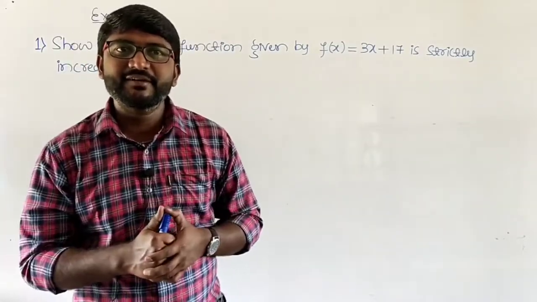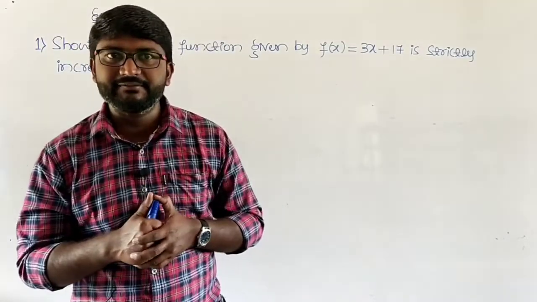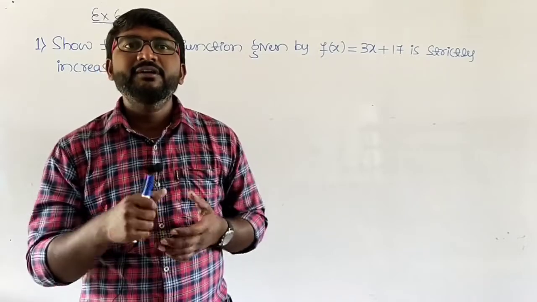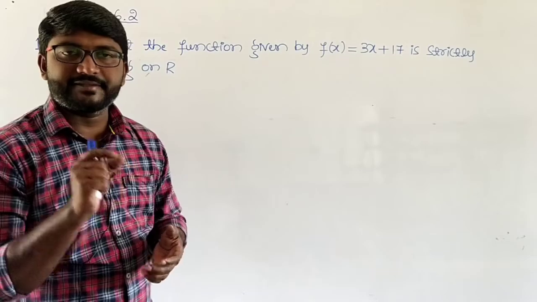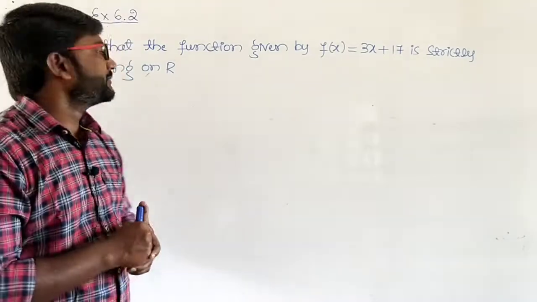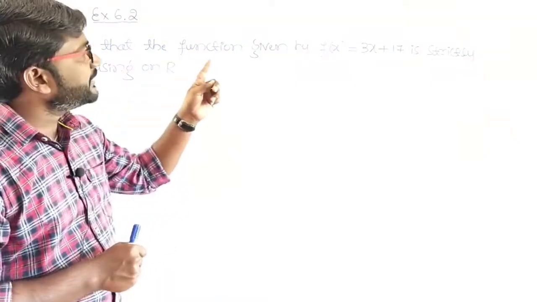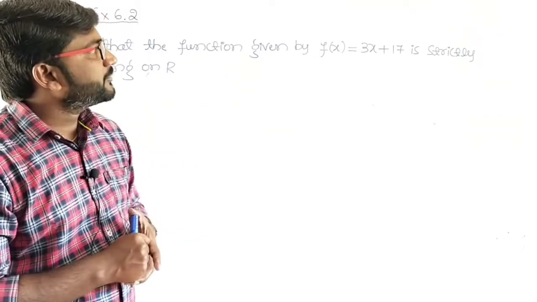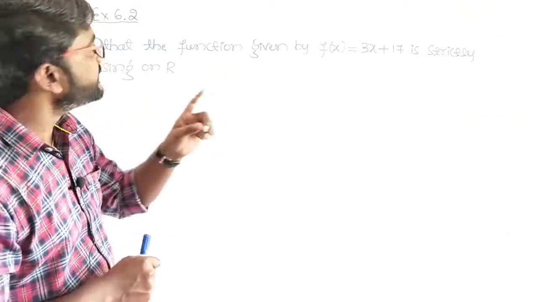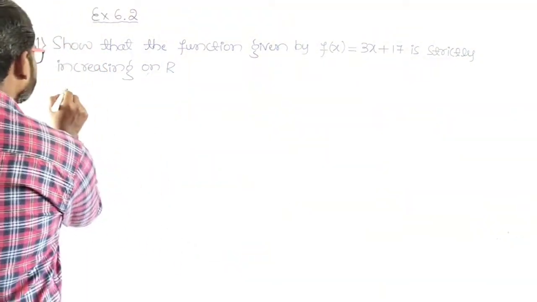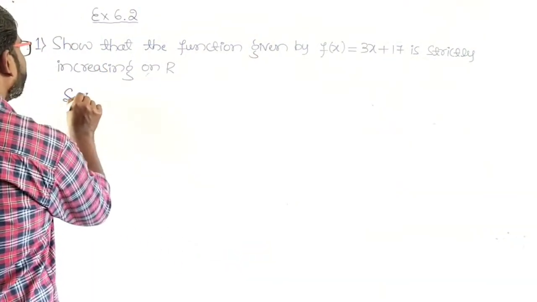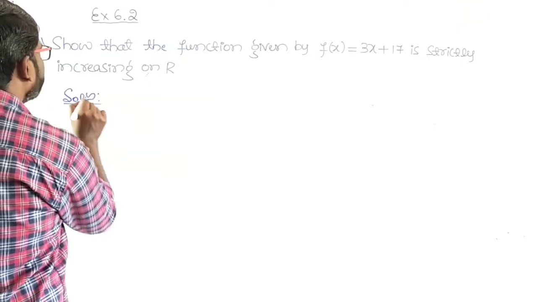In the last class we started with increasing and decreasing functions and solved two example problems. In today's class, let us start with exercise 6.2. The first question is: show that the function given by f of x equals 3x plus 17 is strictly increasing on R. Here the capital R indicates the real numbers.